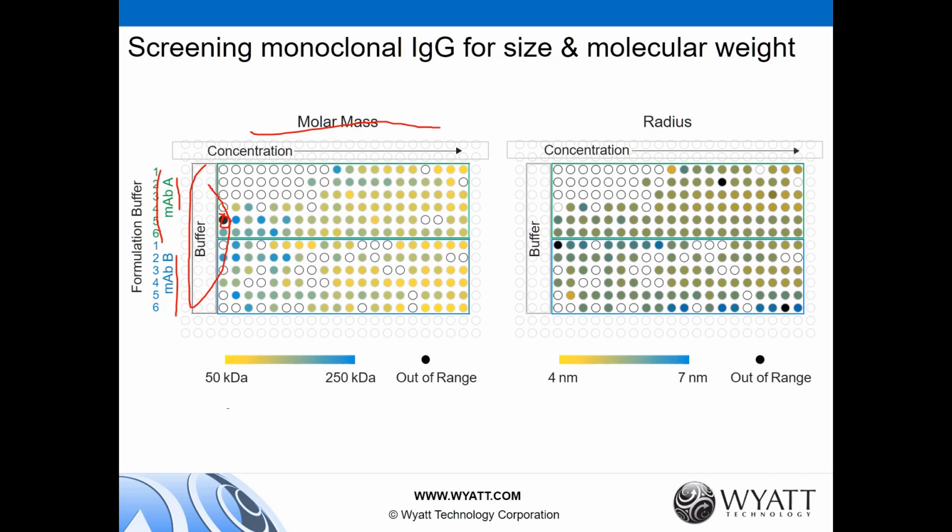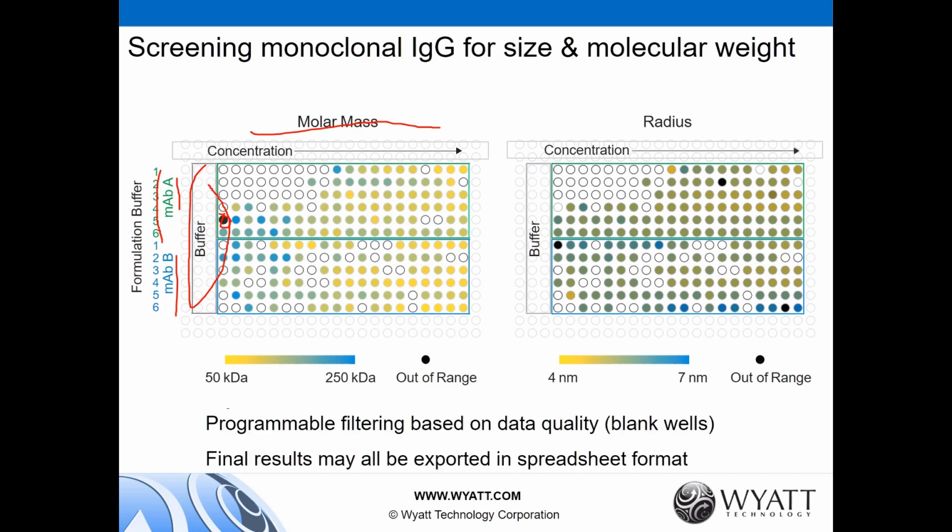Simultaneously, we're measuring size, so the same wells we're also measuring size, and here are the results for those as well. And if you so choose, you can display color coding of the polydispersity as well. So this is a really nice way to get a quick overview of which buffers and which concentrations are appropriate.